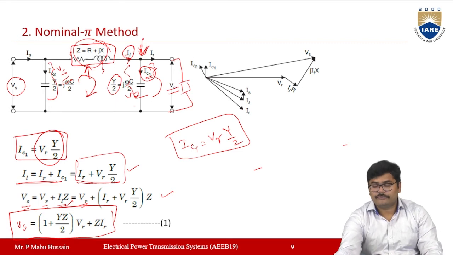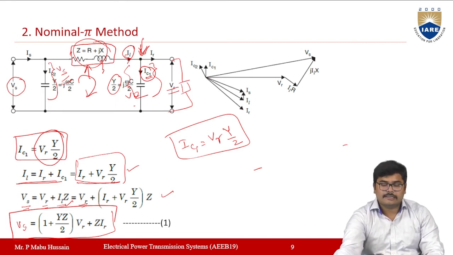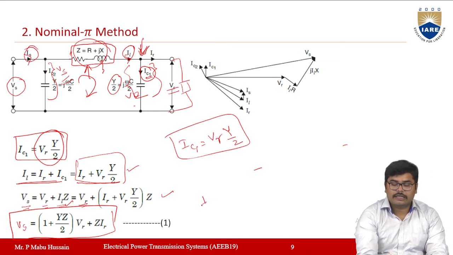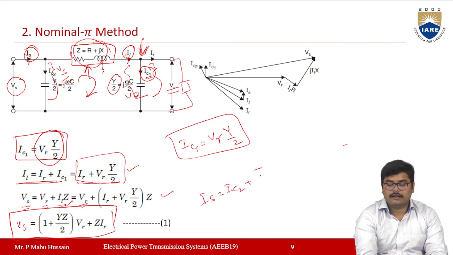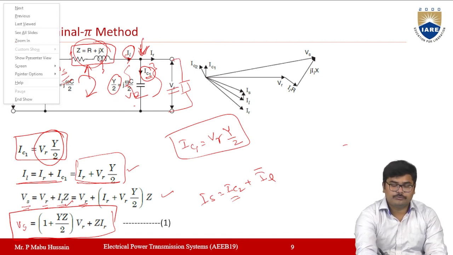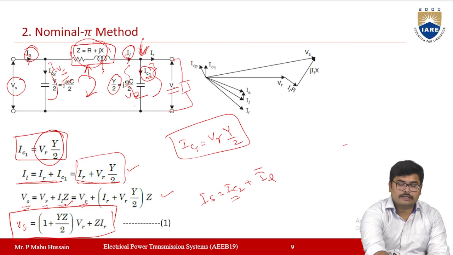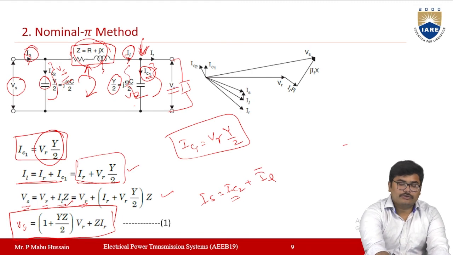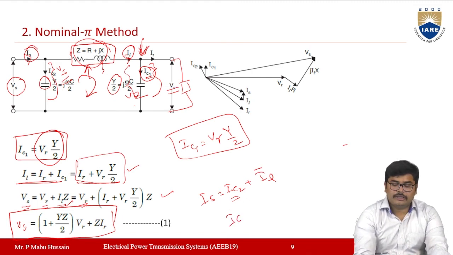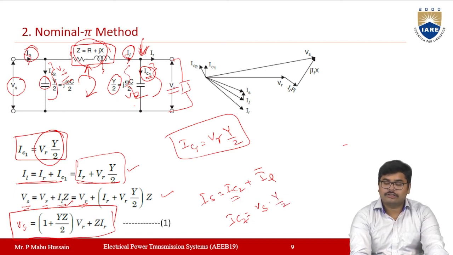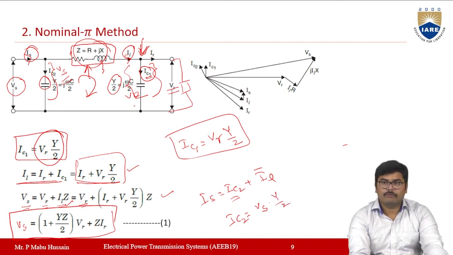In a similar way, you find the sending end current. The sending end current Is will be equal to IC2 plus IL. First you have to determine IC2. IC2 is the current flowing through the capacitance connected at the sending end. Its value is equal to the voltage across the capacitance, which is Vs, multiplied by the admittance Y by 2. So IC2 is equal to Vs into Y by 2.